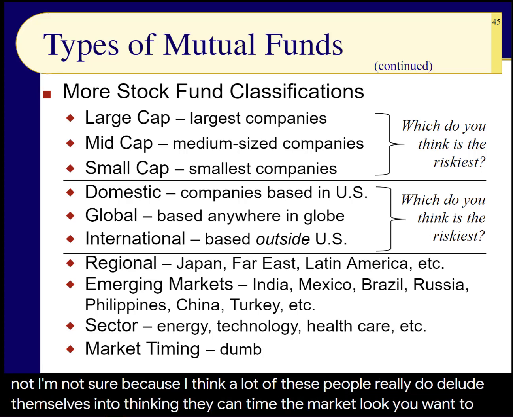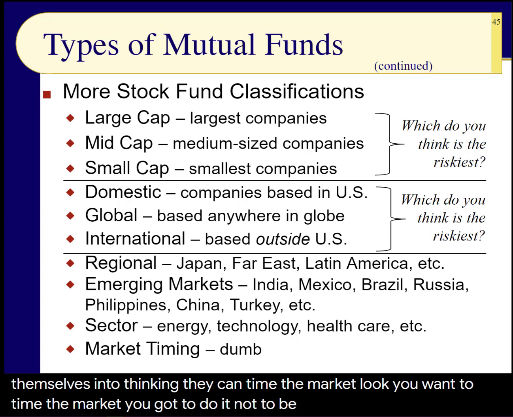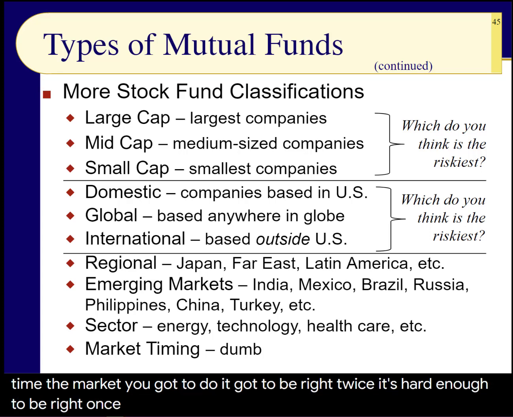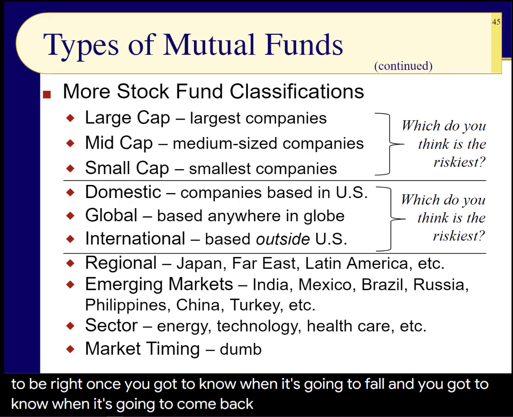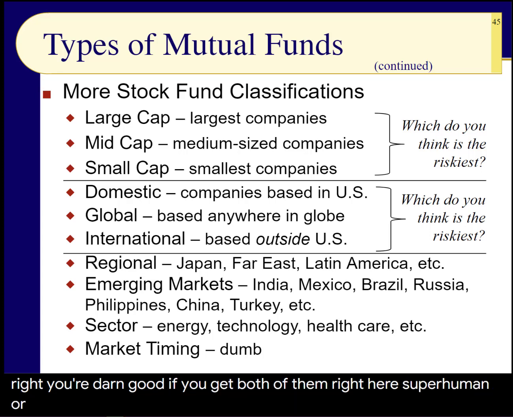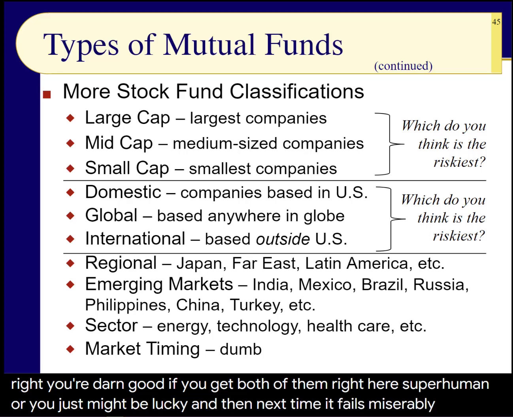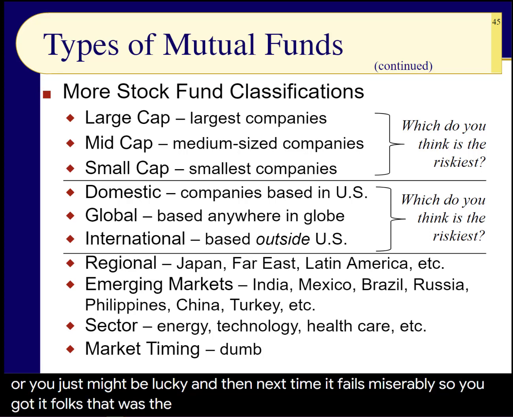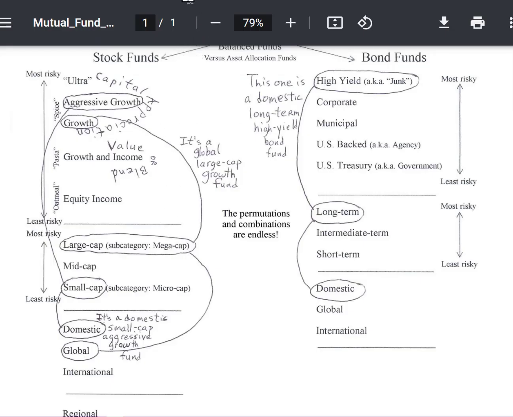Look, you want to time the market, you got to be right twice. It's hard enough to be right once. You got to know when it's going to fall, and you got to know when it's going to come back. If you get one of them right, you're darn good. If you get both of them right, you're superhuman. Or you just might be lucky. And then next time it fails miserably. So you got it, folks? That was the stock world. And that is our left side of our scramble sheet.